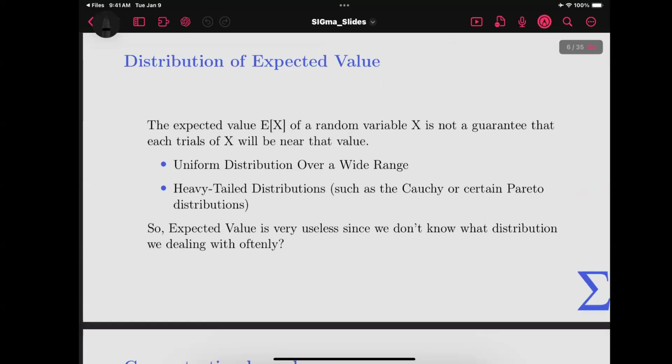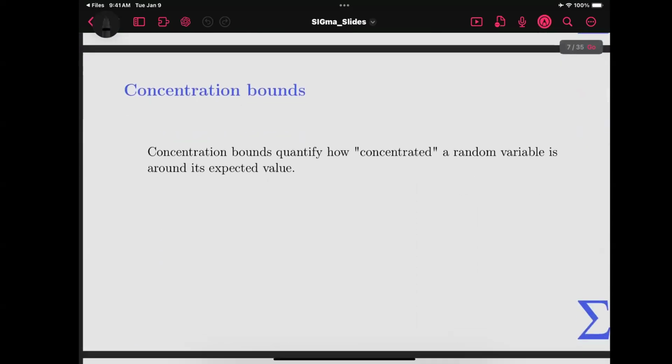So that's why we use a concentration bound. The problem is that when we use random processes, we never know what distribution we are facing. So that's when we come to the concentration bound. A concentration bound is a parameter with which you can calculate how concentrated your random variable is compared to your expected value.